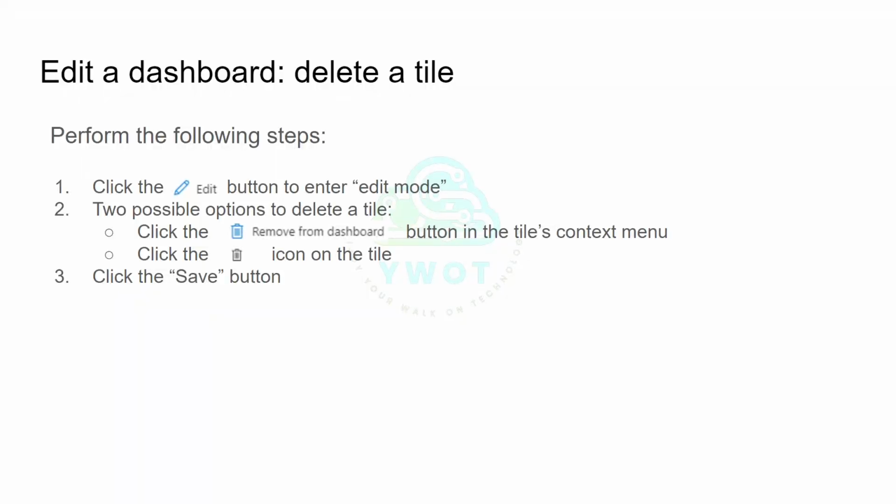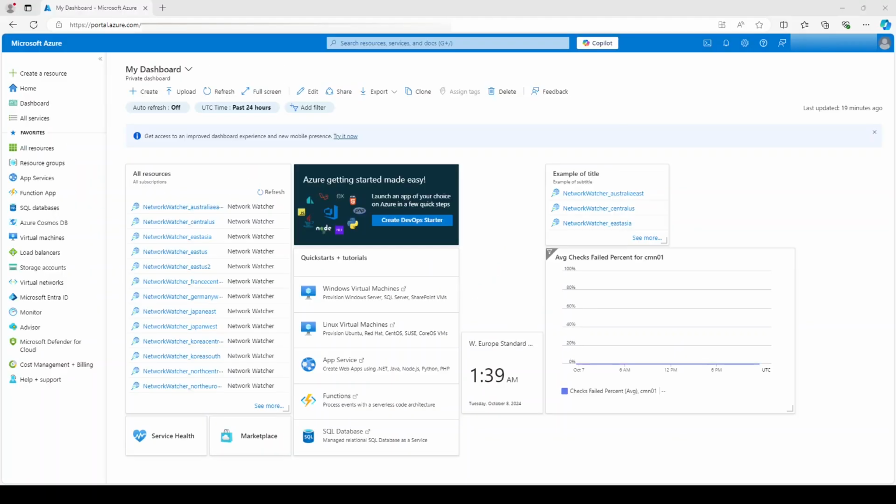You can also delete a tile if you don't need it anymore, or if you need more working space to, for example, add new tiles. So in edit mode, you have two possible options to delete a tile. The first one is by clicking the Remove from Dashboard button in the tile's context menu. And the second option is by clicking the bin icon on the tile. And finally, as usual, you need to click the Save button.